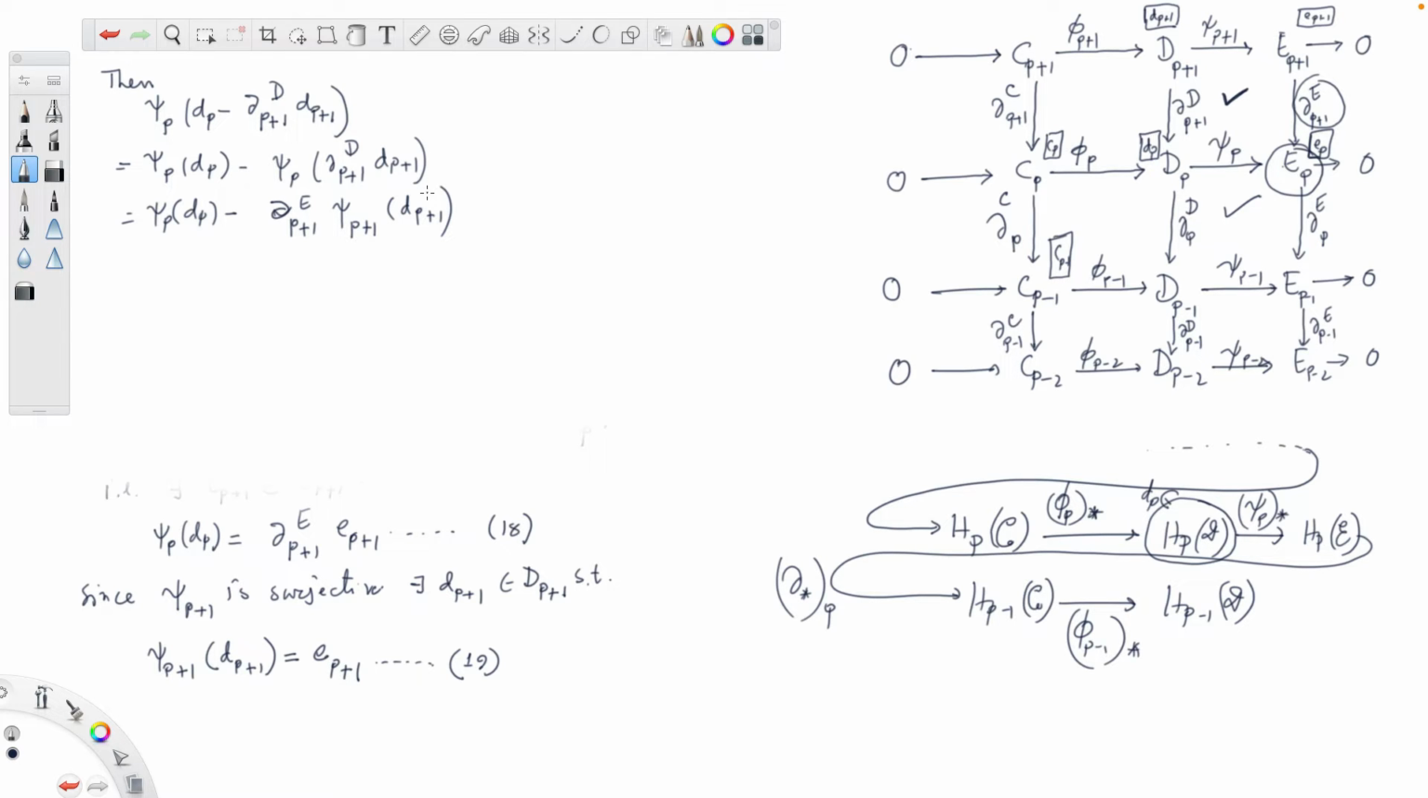Now this is equal to psi p dp minus del p plus 1 e, and this is E sub P plus 1 using 19. Using 19, this is equal to 0. And this is equal to 0 using 18. Using 18.